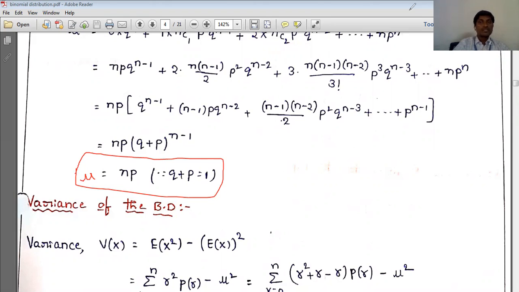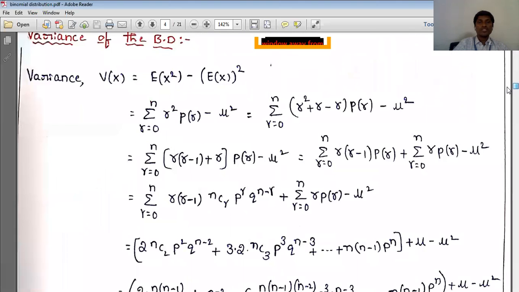Next, variance. We'll see the variance of the binomial distribution. So what is the formula we are using for variance? E of x square minus E of x whole square, right? Same as for the mean. So here E of x square is nothing but x square into p of x, but here we are using r square into p of r, and E of x is nothing but mu, so for that mu square.